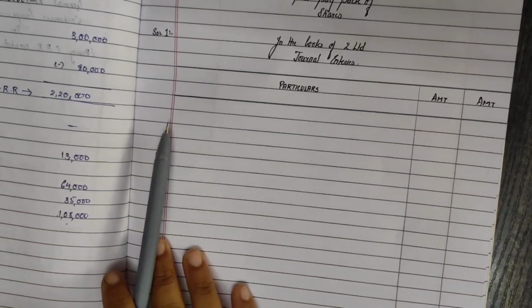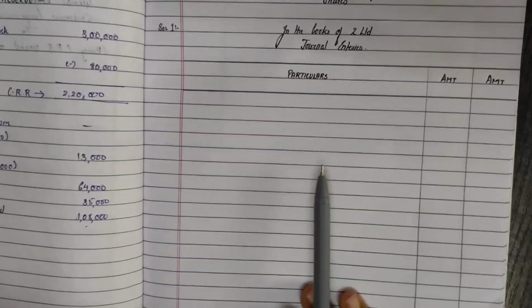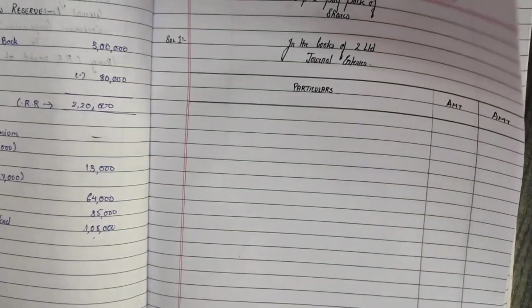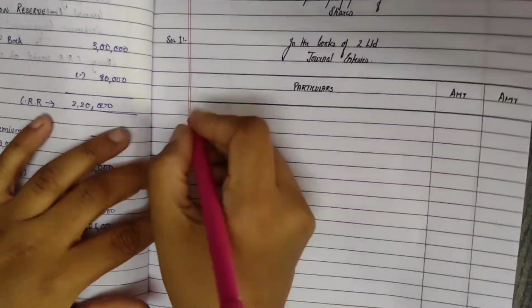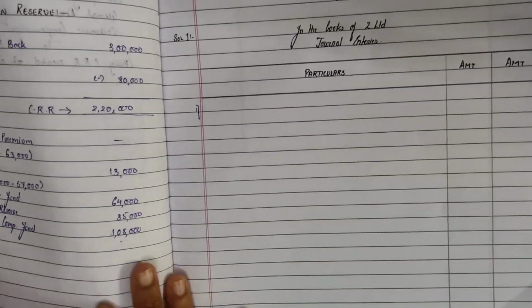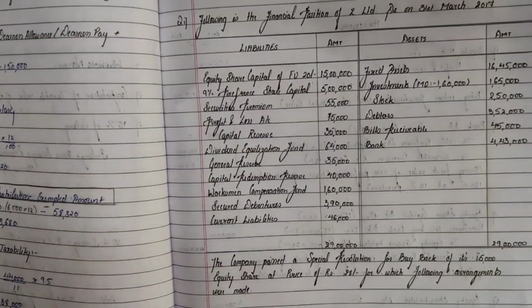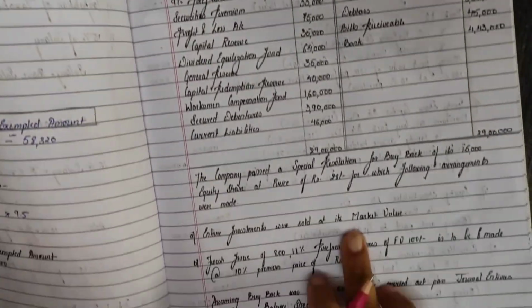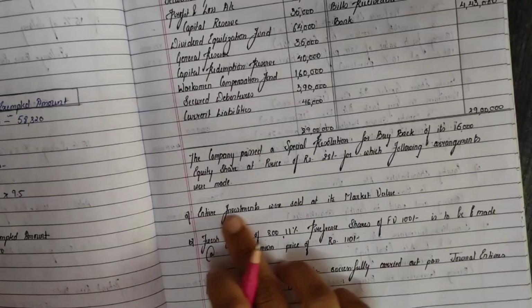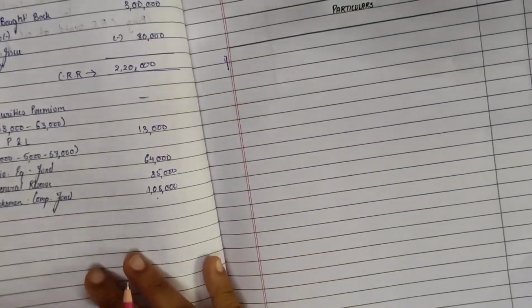So as we have read out the question, now we'll start with the solution. This is the format of our journal entry. We'll write the first entry here, based on this arrangement: entire investment was sold at its market value. So we'll write this first.